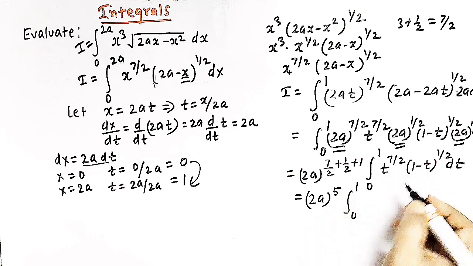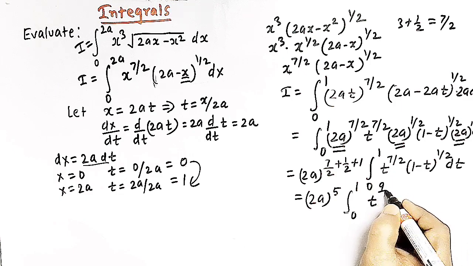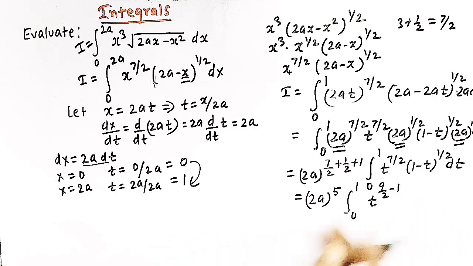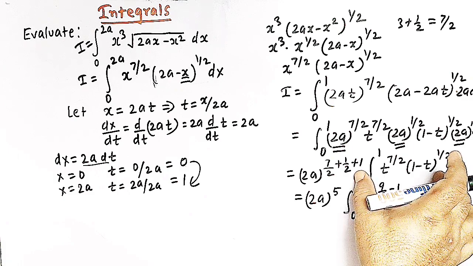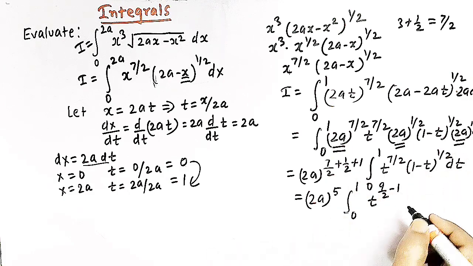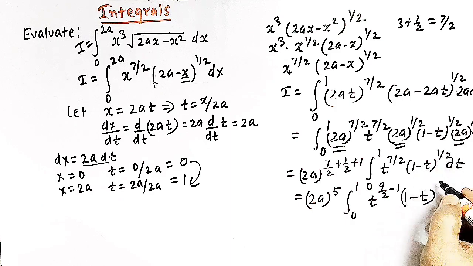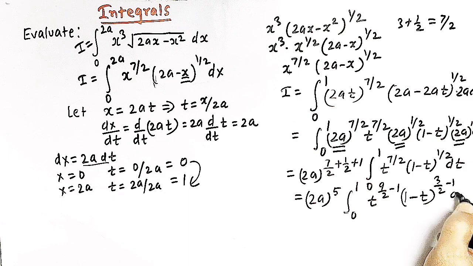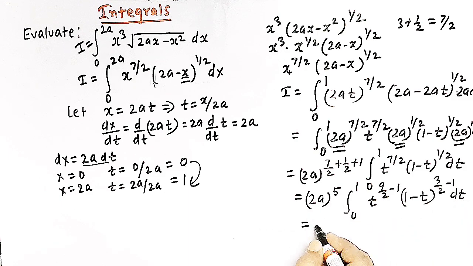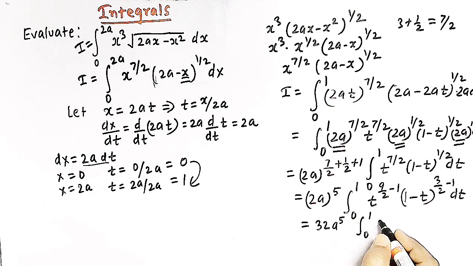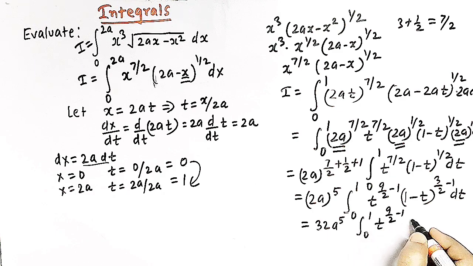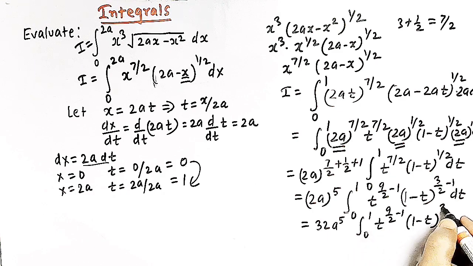And t raised to 7 over 2 can be written as t raised to 9 by 2 minus 1. Right? Because now we are going to change this integral into a beta function. Right? And here we can write 1 minus t raised to half as 3 by 2 minus 1. So now we can write here 2 raised to 5 is 32, and here we have a raised to 5, and this is 0 to 1, t raised to 9 over 2 minus 1, 1 minus t raised to 3 by 2 minus 1 dt.